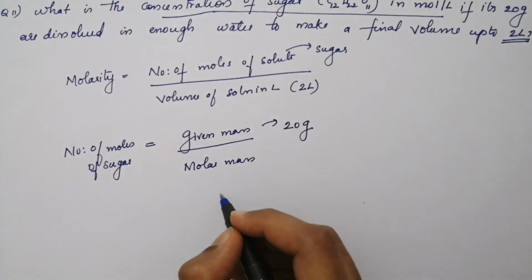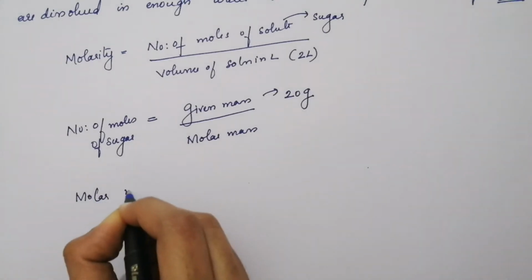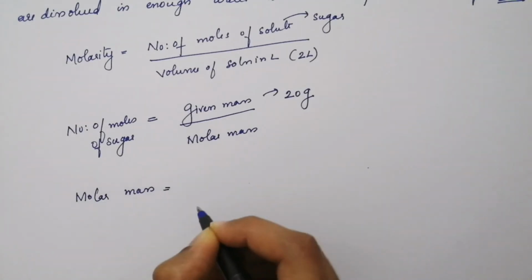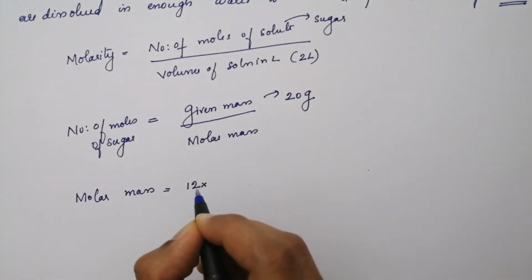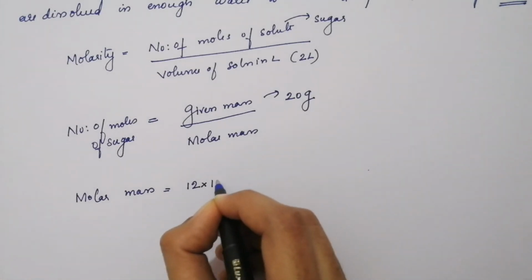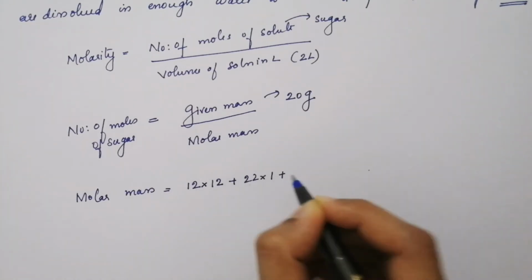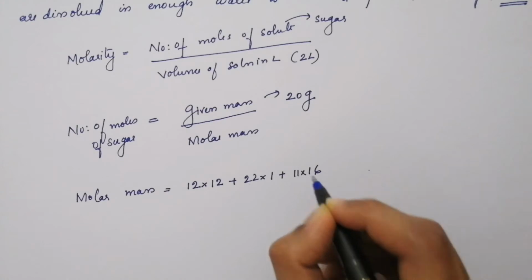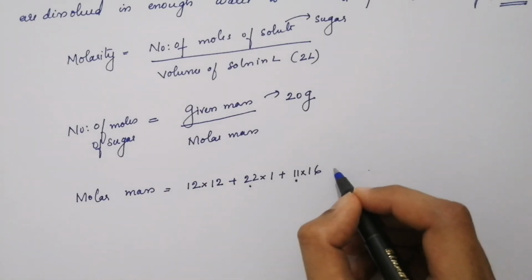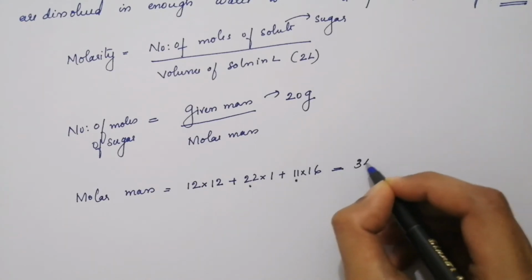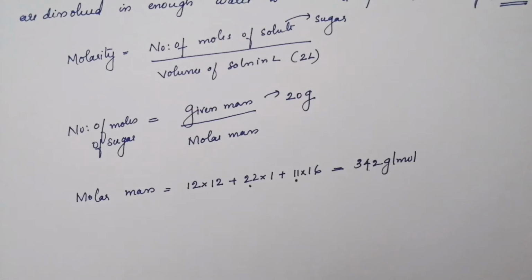Now we have to calculate what the molar mass is. Molar mass, here it is 12 into, since there are 12 atoms of carbon, 12 into atomic mass of carbon, which is 12, plus 22 into 1 plus 11 into 16. That is 11 atoms of oxygen and 22 atoms of hydrogen. This is giving us a sum total of 342 gram per mole. So this is the molar mass.